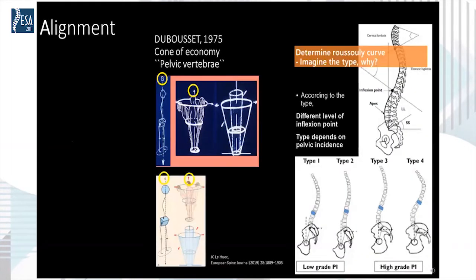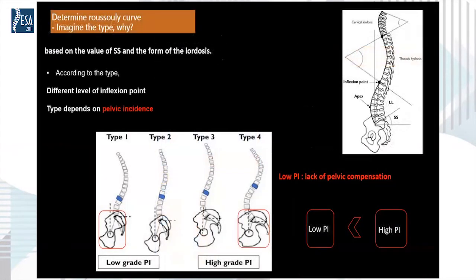For analysis of alignment, we have to know about the concept of cone of economy and the importance of the pelvic vertebra, and we have to know about the Roussouly classification for determining the patient's original curve. Based on the Roussouly classification, we could assume the appropriate inflection point or ideal lumbar lordosis according to pelvic incidence.